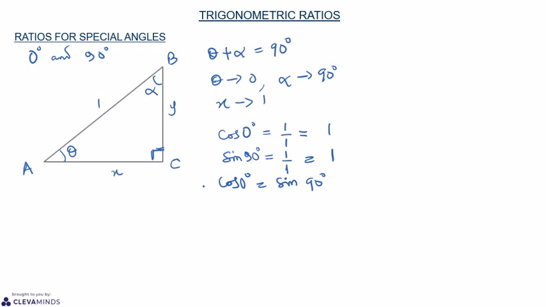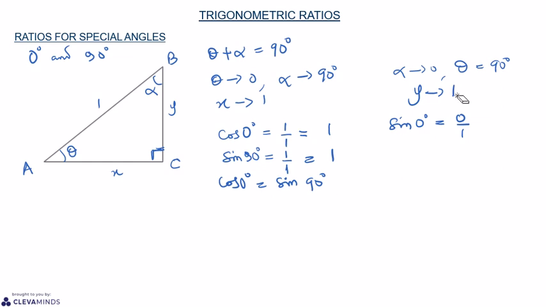The same thing can be said about alpha. Now, as alpha tends towards 0, what happens? Theta tends towards 90 degrees, right? And what becomes of y? Y also tends towards 1. Yes. So we can now conclude that sine 0 degrees is equal to 0 over 1.